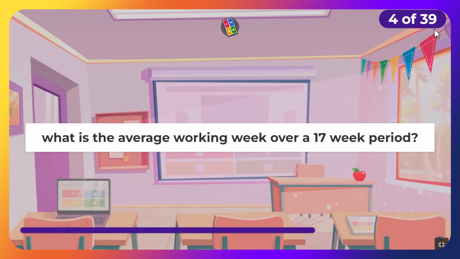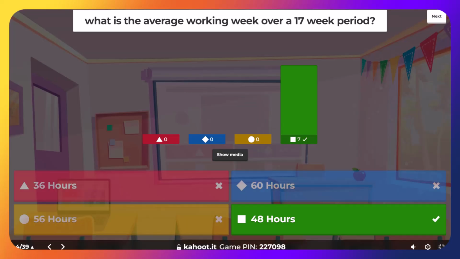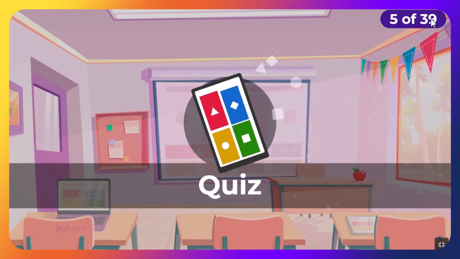What's the average working week over a 17-week period? When they split the year up, what's your average working week? You can work a maximum of 60 hours in a week, we know that. But what's your average working week? Pat, if you said 56, I'm going to kill you. Ah, well done, team. 100% correct.